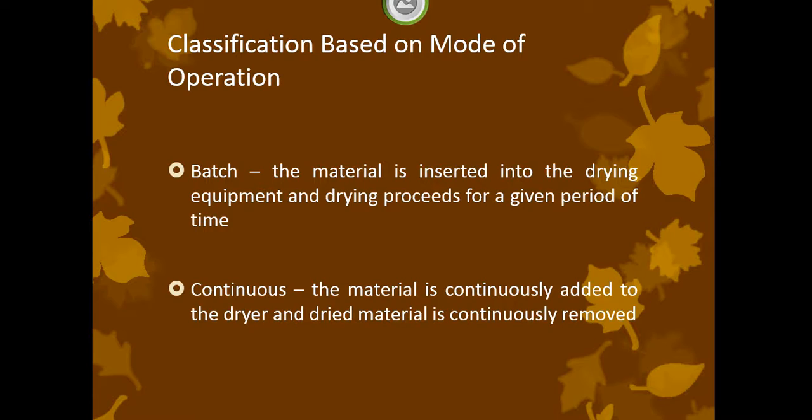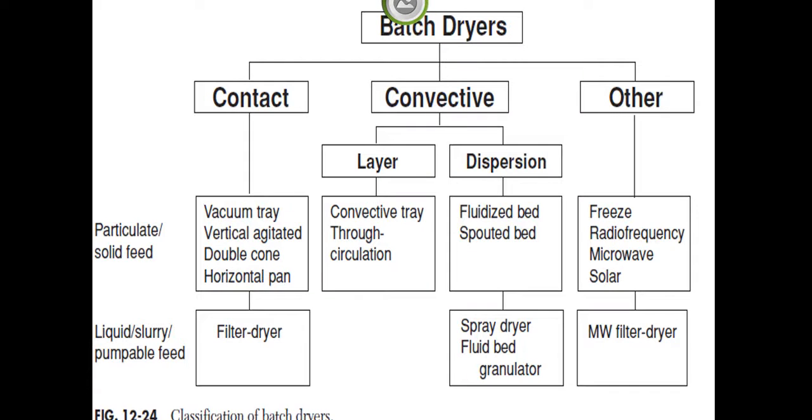Now, if the material, however, is continuously added into the dryer and then it's continuously removed after it has undergone drying, then it's a process which we call continuous drying. Now, this is also found in Colson, and in here, the classification of dryers is already based on the type of operation, whether it's batch or continuous, based on the heat transfer that was capitalized on in accomplishing the drying process, and based on the type of feed that is to be used.